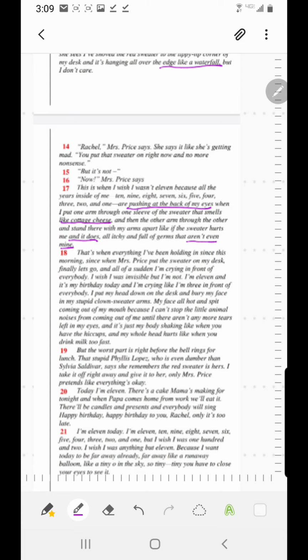So she's talking about a smelly sweater that smells like cottage cheese. And then talking about how she's standing there with my arms apart, as if the sweater is hurting her. So it's creating a lot of imagery here as well.